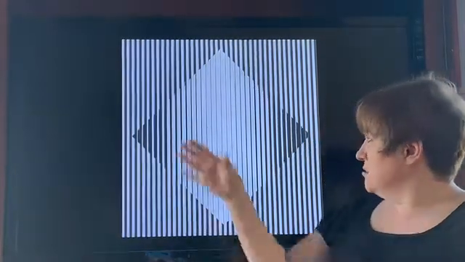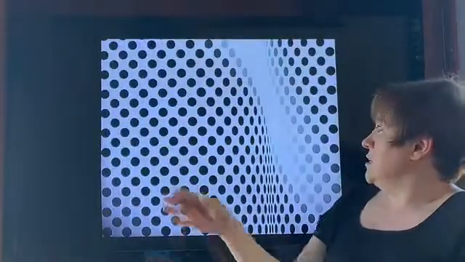Sometimes I don't start with a line, sometimes I start with a shape. And you can see here as they repeat, it creates that flow, that movement of what I'm trying to create.